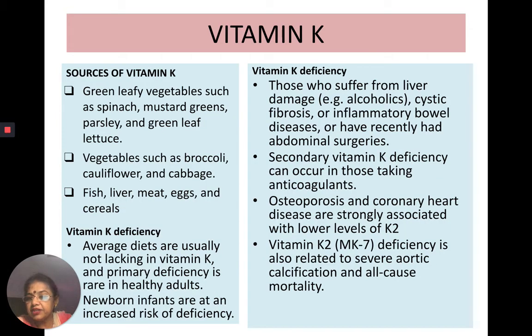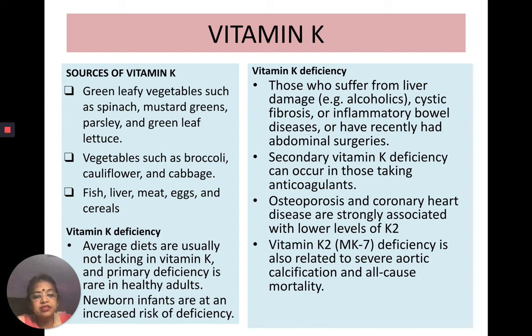Sources: green leafy vegetables like spinach, mustard greens, parsley, green leafy lettuce, vegetables like broccoli, cauliflower, cabbage, fish, liver, meat, egg, and cereals. Vitamin K deficiency: average diets are usually not lacking vitamin K, and primary deficiency is rare in healthy adults. Newborns, in fact, are at increased risk of deficiency. Those who suffer from liver damage, that is alcoholics, cystic fibrosis, inflammatory bowel disease, or who have recently had abdominal surgeries, their vitamin K deficiency is more common.